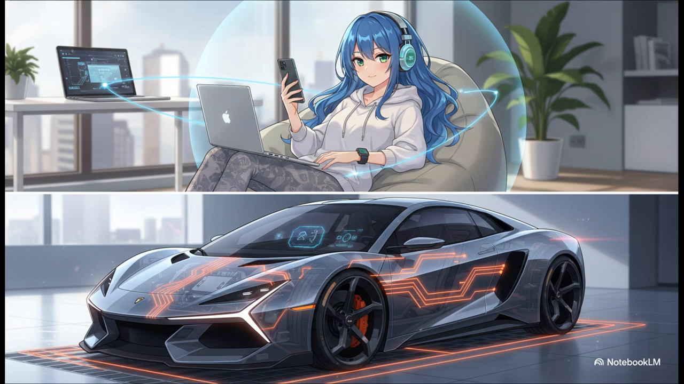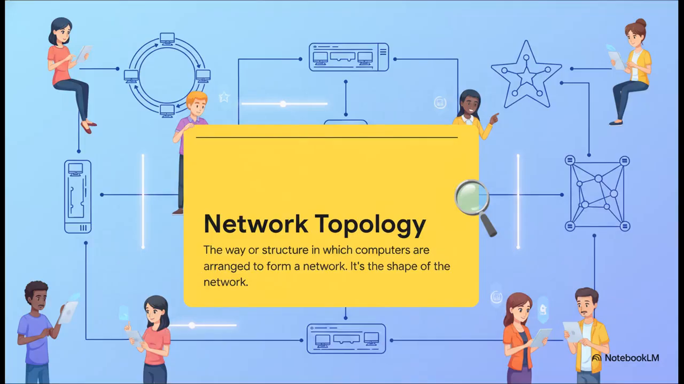A PAN, or personal area network, is your own little personal bubble. When your headphones connect to your phone via Bluetooth, that's a PAN. And a CAN, or controller area network, is basically the nervous system of your car, connecting everything from the engine to the power windows. Okay, now let's talk about network topology.